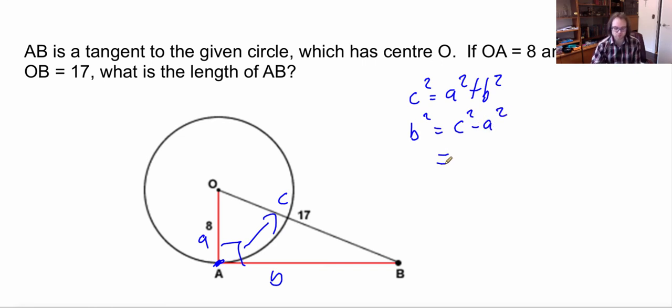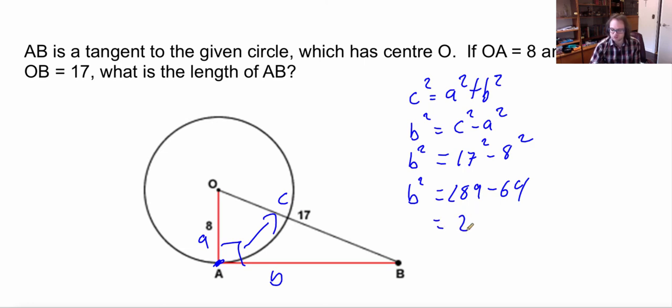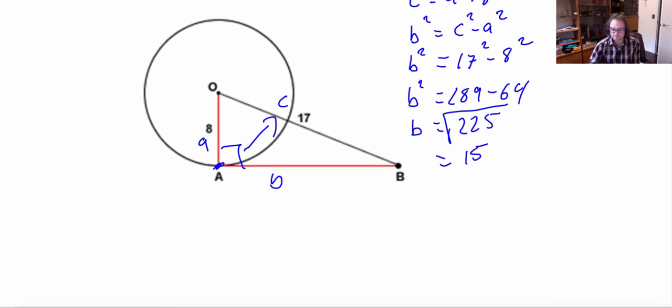And I continue, I'm going to end up getting 17 squared minus 8 squared. And we continue that, this is still B squared. B squared is equal to 289, and we're going to minus 64. Now I subtract these, I'm going to get 225. And we want B, so I'm going to square root that. And the square root of 225 is 15. So now I know that AB is equal to 15.